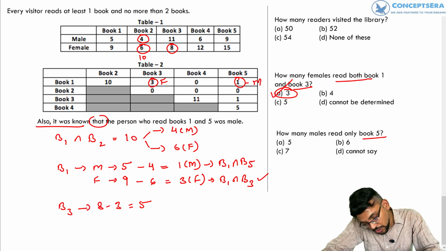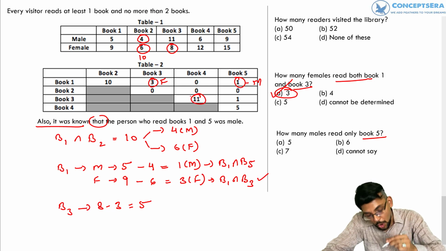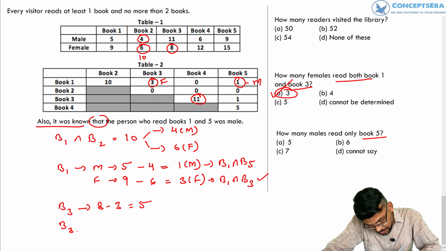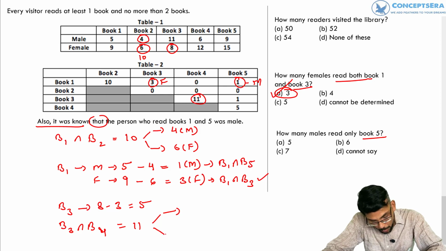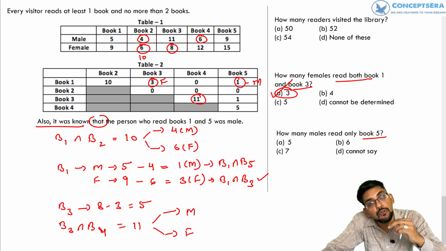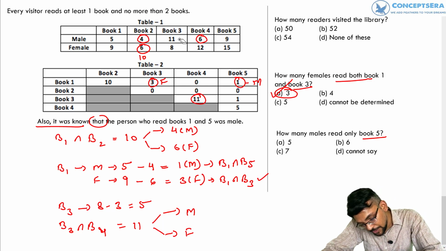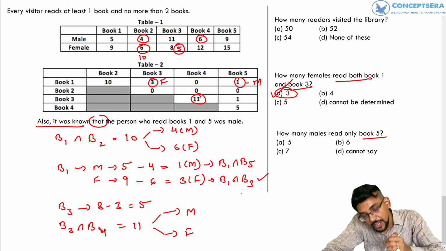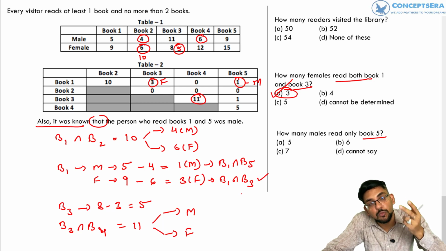Now if you see book 3 and book 4, 11 people are common. We have to decode out of these 11 people how many of them are male and how many of them are female. If you look at book 3 and book 4, 6 of them are male in book 4. So if I am taking the intersection, it cannot be more than 6. And the number of females left out here now is 5.